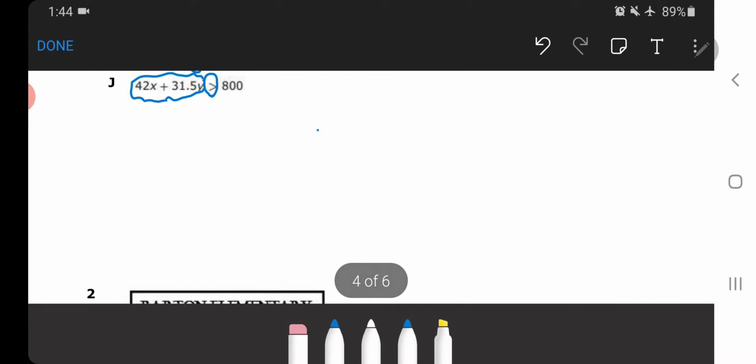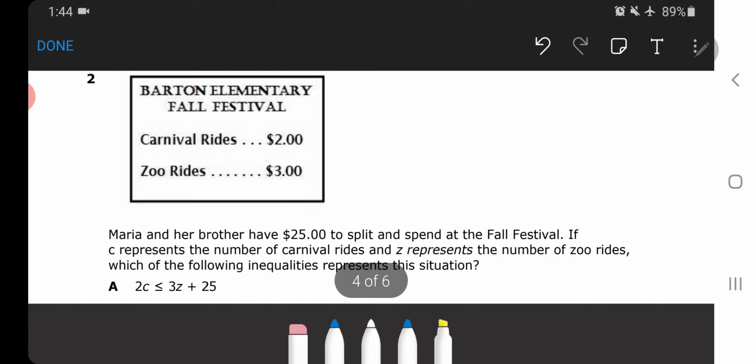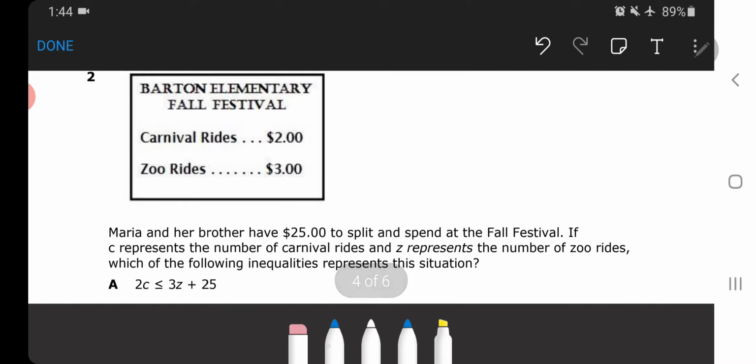All right, moving along. Now we've got another word problem here. It says Maria and her brother have $25 to split and spend at the fall festival. If C represents the number of carnival rides and Z represents the number of zoo rides, which of the following inequalities represents this situation?